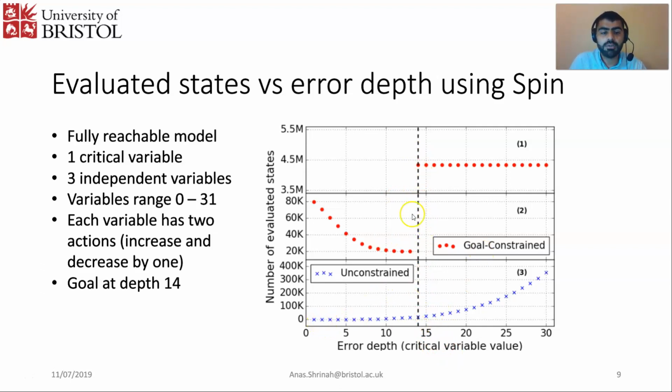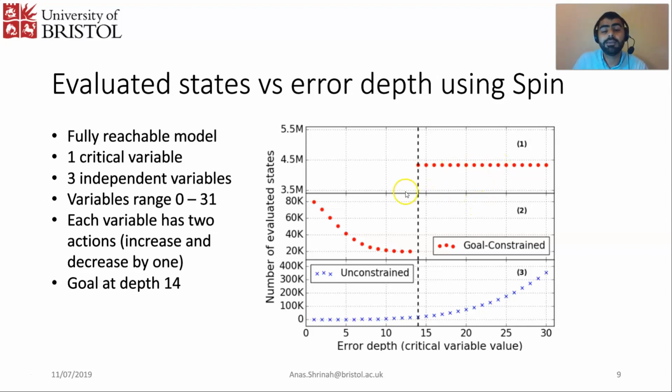And as you see here in the graph, we can see the goal constraint method. On the right-hand side, because the error depth is more than the goal depth, these counterexamples are considered, as per our definition, to be invalid planning counterexamples. Therefore, our method does not return them, and our method does an exhaustive search to find any valid planning counterexamples. Because there is nothing there, it will return the maximum number of evaluated states for this domain.